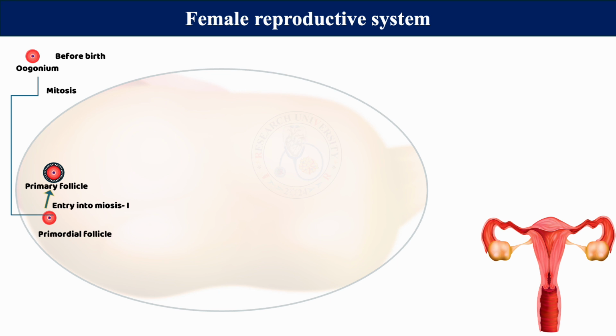Ovaries are responsible for producing the eggs, also called ova. This process is called ovulation. Each month, typically during the menstrual cycle, one ovary releases a mature egg into the fallopian tube, where it may become fertilized by sperm.